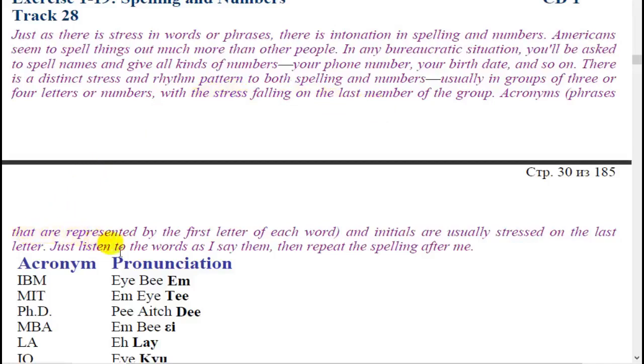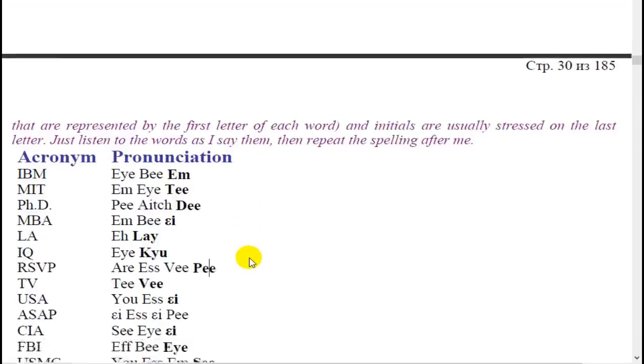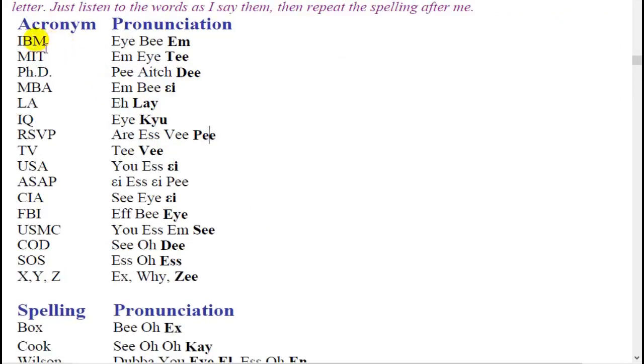Acronyms, phrases that are represented by the first letter of each word, and initials are usually stressed on the last letter. Just listen to the words as I say them, then repeat after me. IBM, MIT, PhD, MBA, LA, IQ, RSVP, TV, USA, ASAP, CIA, FBI, USMC, COD, SOS, XYZ.